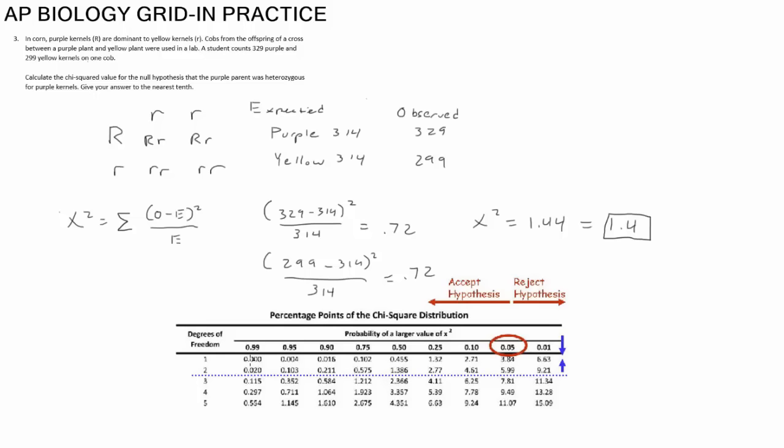And looking at the 1.4 value there, we find ourselves somewhere in this range, which is in the acceptable range. So what that means is we accept our hypothesis, or rather, we fail to reject the null hypothesis. And reminding us what is the null hypothesis, well, the null hypothesis was that the purple parent was heterozygous. And so we don't have sufficient information to say that that's not the case. And in fact, the observation here was pretty close to 50-50, so it's most likely that the purple parent was heterozygous.